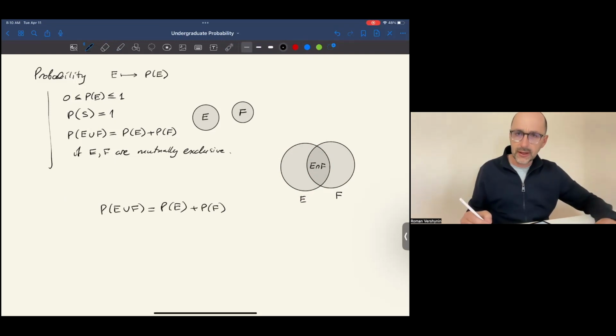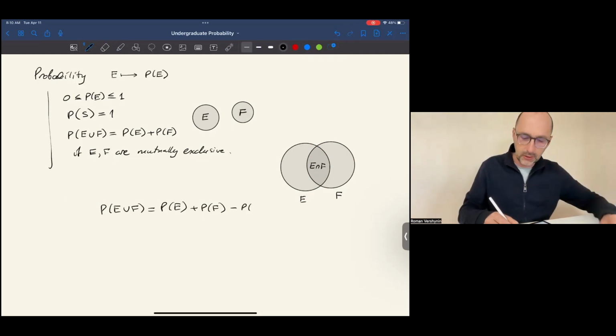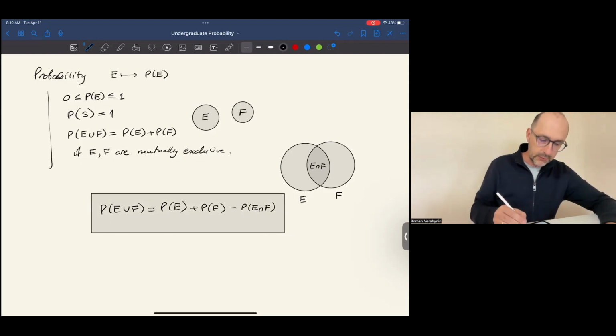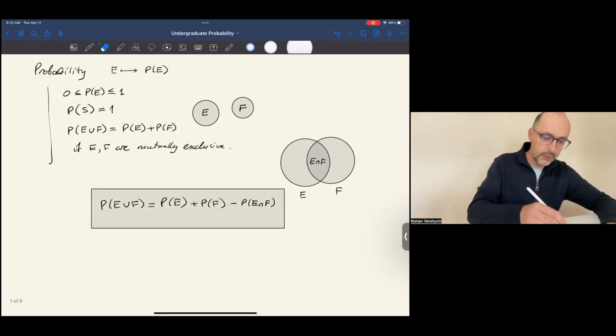How do we correct that? We subtract one copy of the intersection. Now we don't double count it. We count it just once. That formula is an important principle, and it's called the inclusion-exclusion principle.